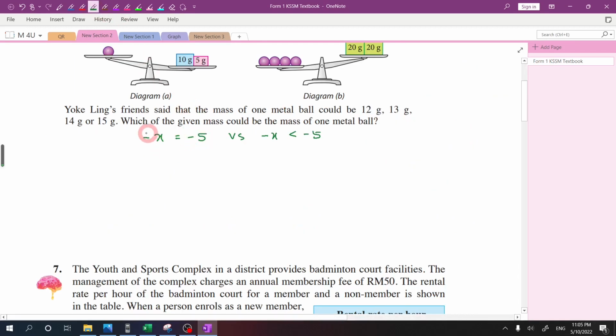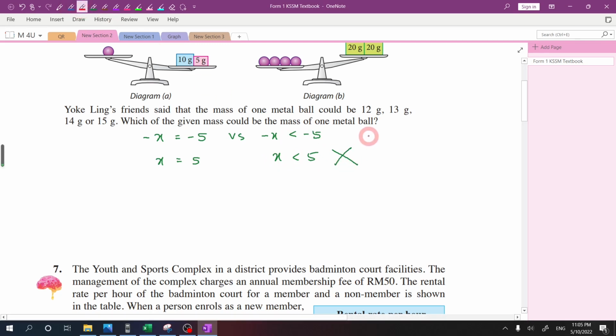For the linear equation, if we get negative x is equal to negative 5, we can just say x is equal to 5, right? But for inequality, if you do it this way, negative x is less than negative 5, and you say x is less than 5, this is not correct. This is not correct.